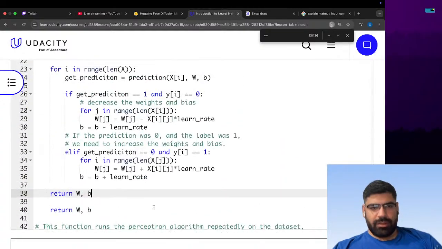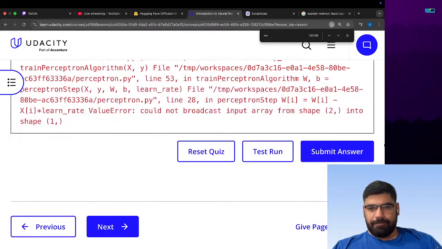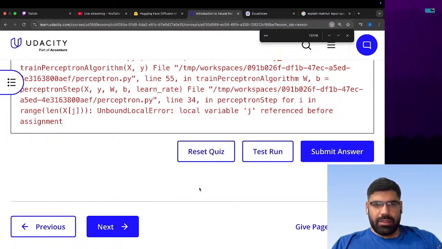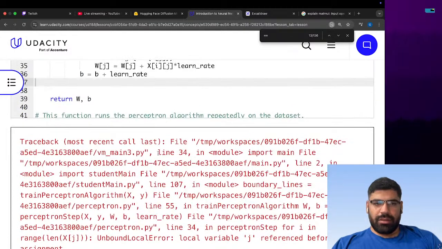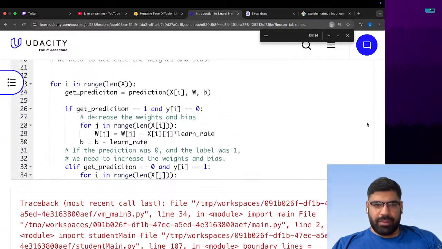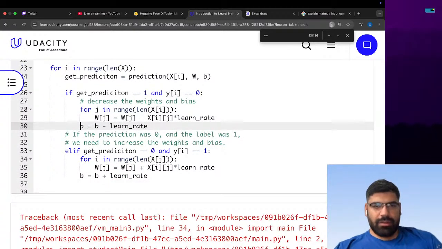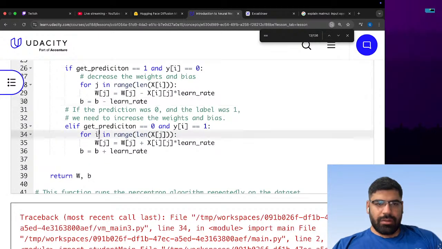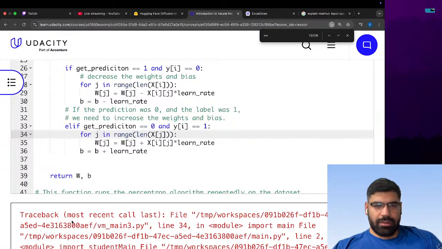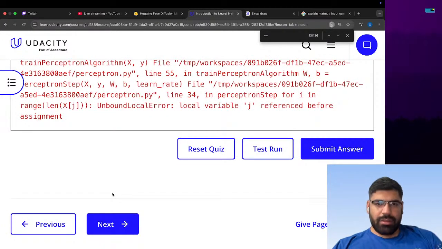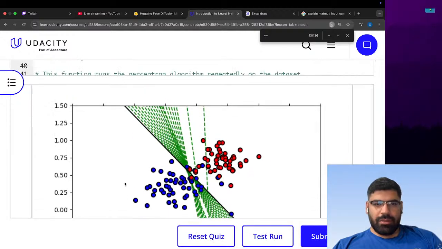I'm confident this is the end. Or we are very near to the end, at least easily. Right? J referenced before assignment. Okay, where? Oh, oh, this one. In I here. Oh, cool. See, we did it.